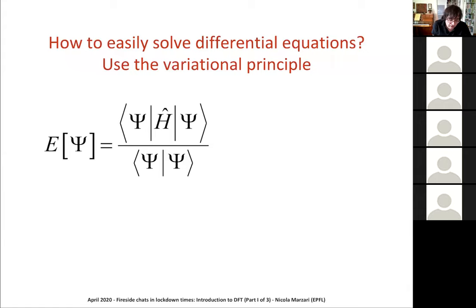What is a functional? It is a relation that eats, in this case, a function, our wave function psi, as input, and gives us a number, in this case a real number, as output. So this is the energy of our system as a function of what the wave function psi is, defined as the expectation value. This is Dirac bracket notation.